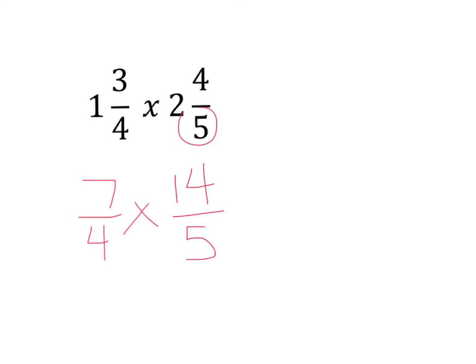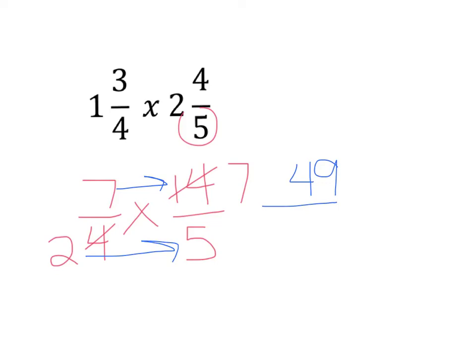So can we simplify at all? Well, I know 2 can go into 4 2 times, and 2 can also go into 14 7 times. We can't simplify any more, because remember, we only can simplify on the diagonals or up and down. So, to finish, we'll multiply across. 7 times 7 is 49, and 2 times 5 is 10. Now, we have an improper fraction. We need to turn it into a mixed number.